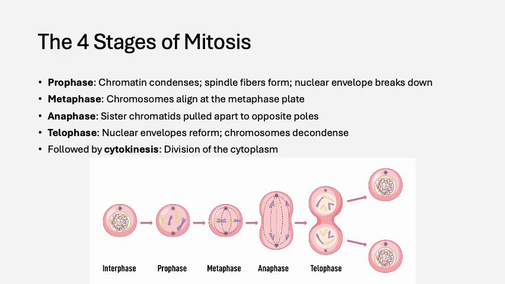Mitosis occurs in four distinct stages that ensure accurate distribution of genetic material. During prophase, chromatin condenses and the mitotic spindle begins to form. In metaphase, chromosomes align at the center of the cell. Anaphase follows as sister chromatids are pulled apart to opposite poles. During telophase, nuclear envelopes form and chromosomes begin to decondense, setting the stage for cell division to be completed.